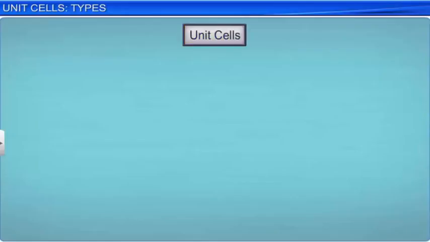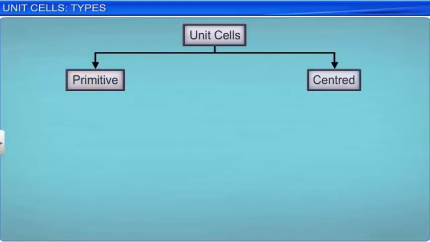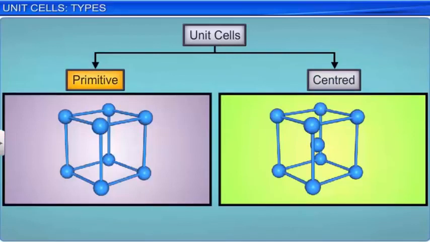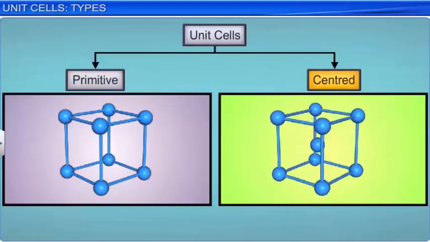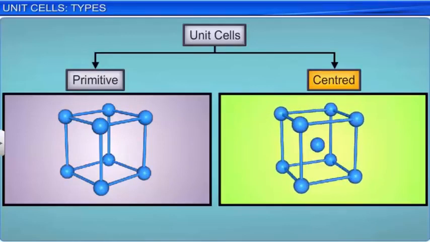Unit cells can be broadly classified into two categories: primitive unit cells and centered unit cells. Unit cells in which all the constituent particles, such as atoms, ions, or molecules, are present only at the corners are called primitive unit cells. Unit cells in which one or more constituent particles are present at positions other than the corners, in addition to those at the corners, are called centered unit cells.